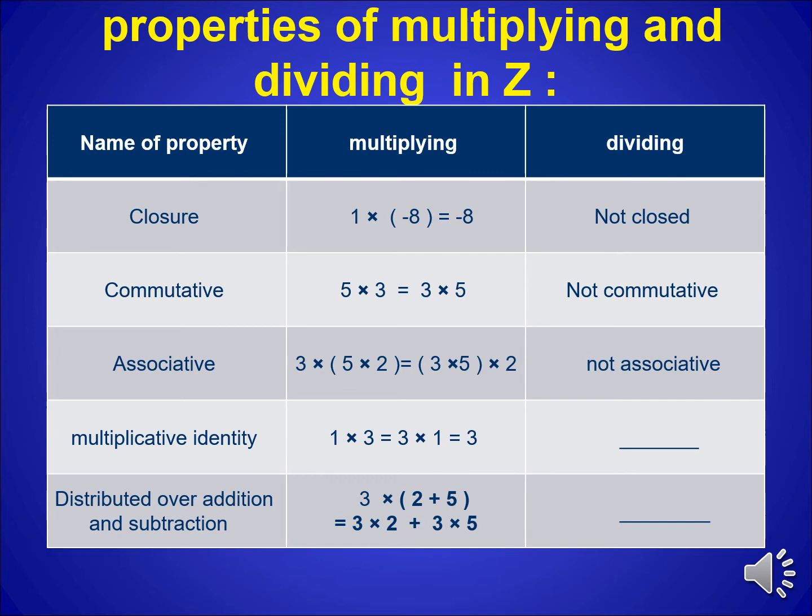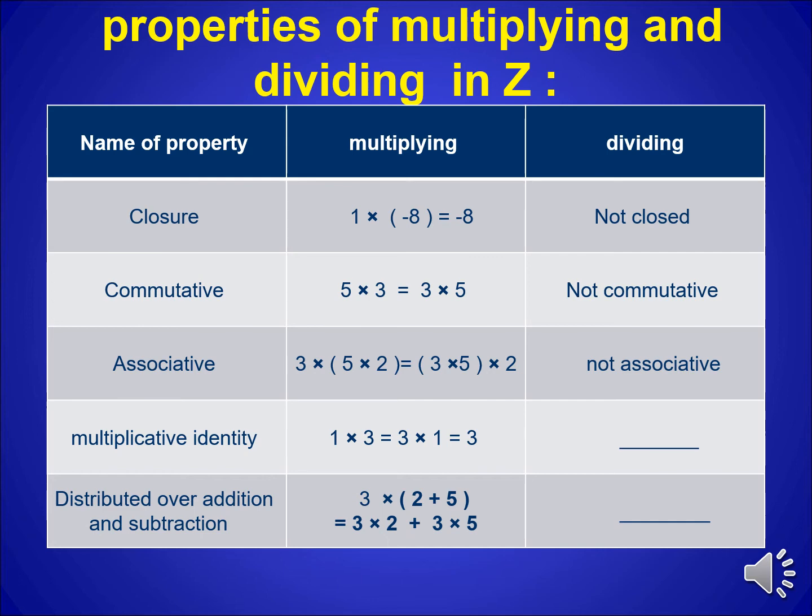Number 3, associative. Associative means I have 3 numbers or more and I'm multiplying them. In another example, on the other side, I have the same numbers in the same order. But on the first side, the left side, I start from the last number, and on the right side, I start from the first number, and the answer will be the same. So multiplying is associative, but dividing is not associative.